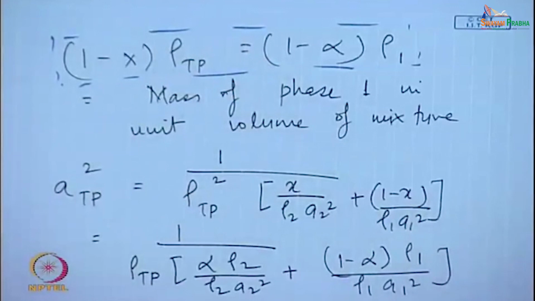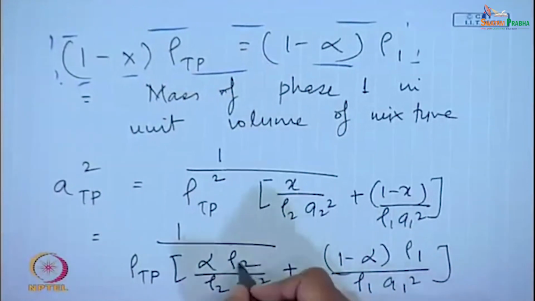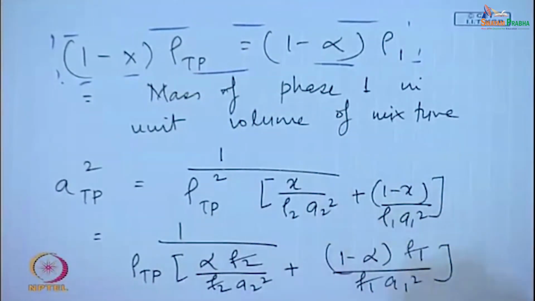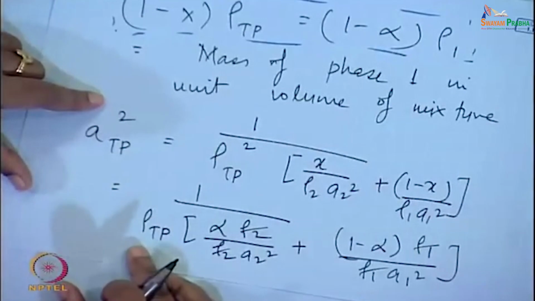Can I do this? Yes. So these cancel out and this cancels out, and this rho TP I can simply write as alpha rho 2 plus 1 minus alpha rho 1. Why am I doing all these things?